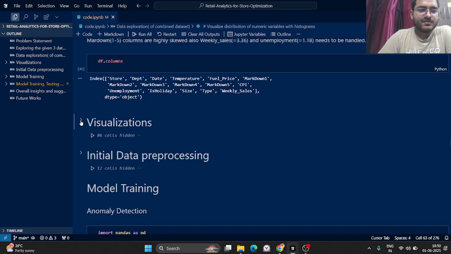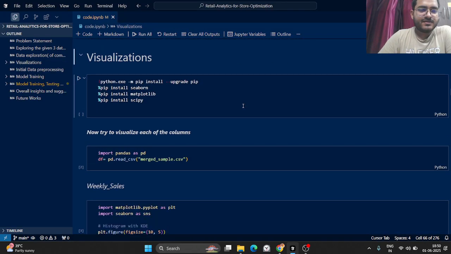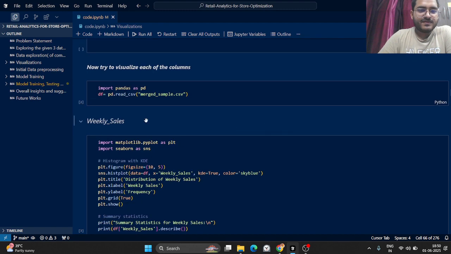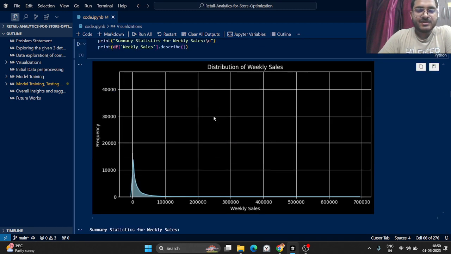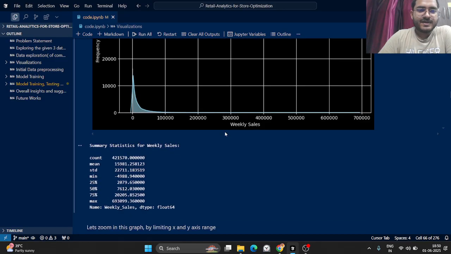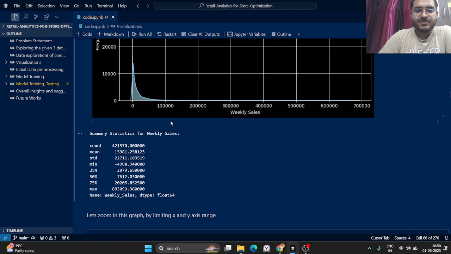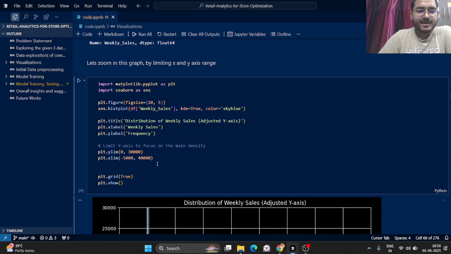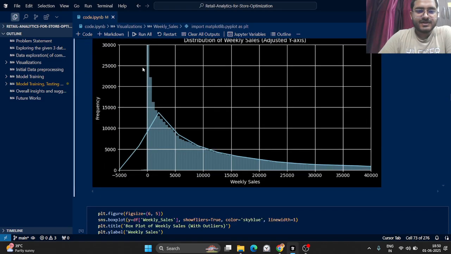So now we went to visualize each of the columns. First, we went for weekly sales. This was the distribution, and we were trying to zoom it in because it was very small. We basically set a limit for the x and y axes. So this was the graph we got.